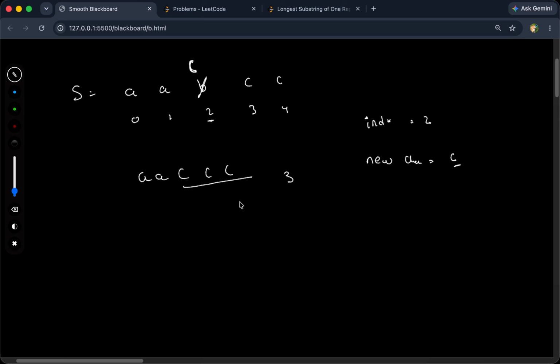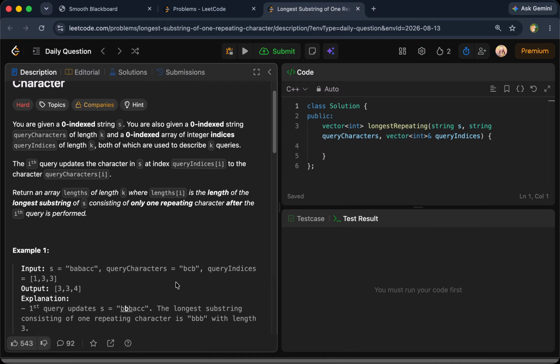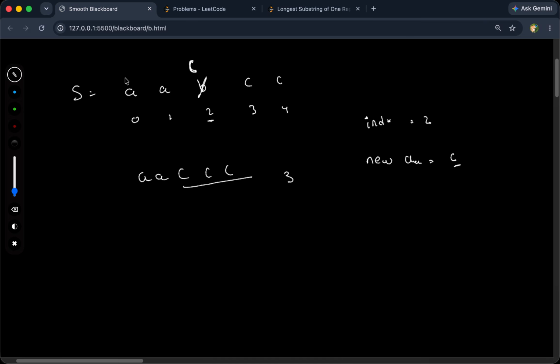Now there can be many updates. Many updates means queries. Here, these are queries. There are 3 queries, for example query characters b c b with indices 1 3 3. So the problem can give us multiple updates, meaning queries, not just one.